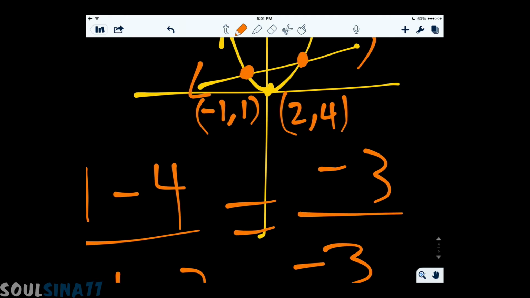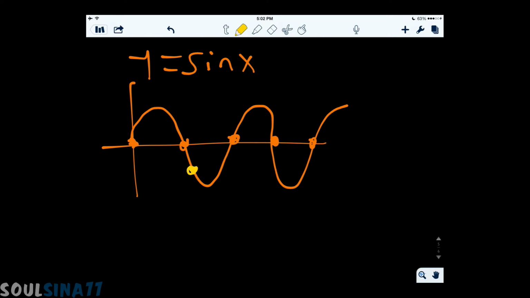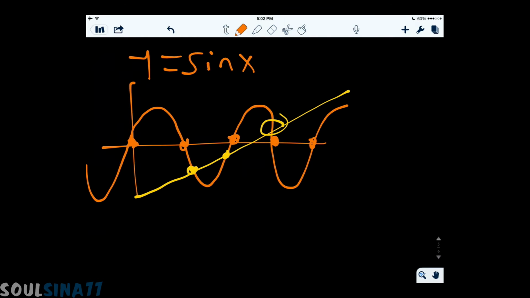For example, in the case of sine x. So if I just draw the graph of sine, this is every pi. I'm just plotting right now. So this is y equals sine x. And if you wanted to find the secant line between this point and this point, and you just drew a straight line, guess what? It's going to touch here as well. And if we drew this out continuously on this side, it may even touch at another point there.